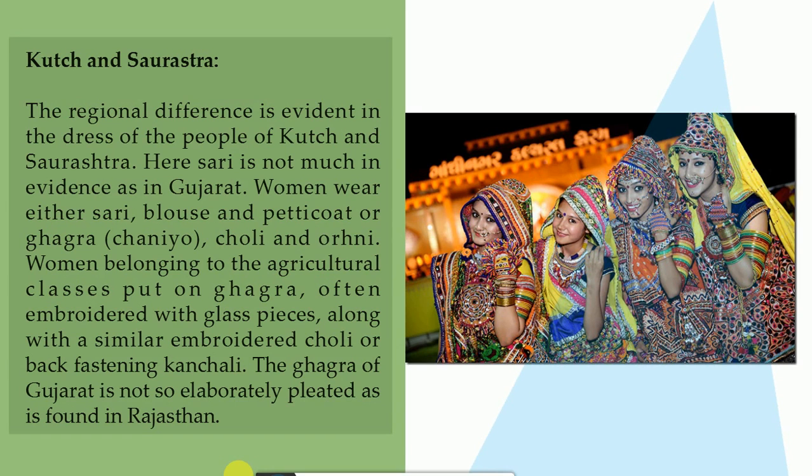Kutch and Saurashtra: the regional difference is evident in the dress of the people of Kutch and Saurashtra. Here sari is not much in evidence as in the rest of Gujarat. Women wear either sari, blouse and petticoat or gagra, cheniyo, koli and ohni. Women belonging to the agricultural classes put on gagra, often embroidered with glass pieces, along with a similar embroidered koli or back-fastening kanchali. The gagra of Gujarat is not as elaborately pleated as is found in Rajasthan.